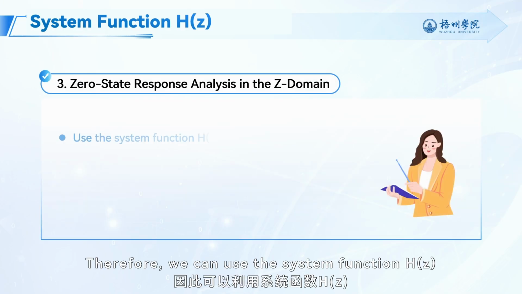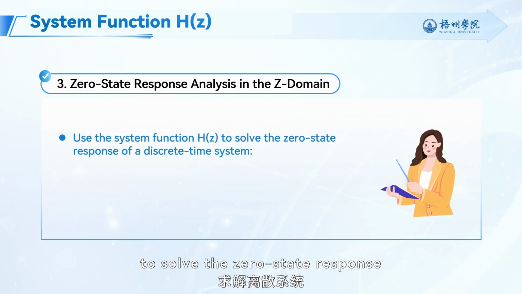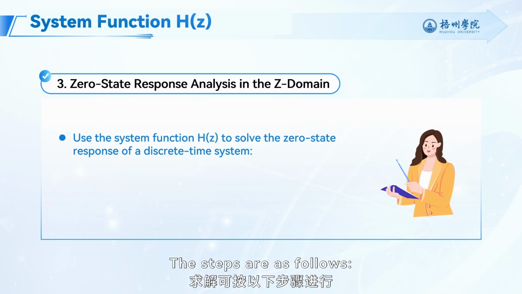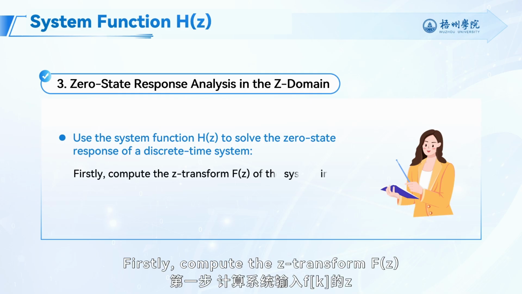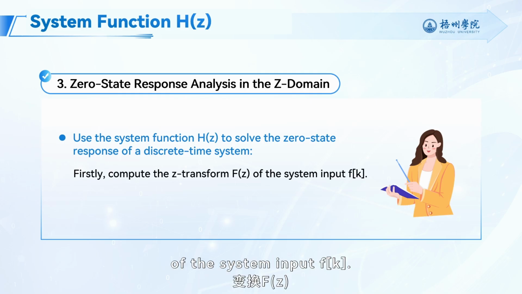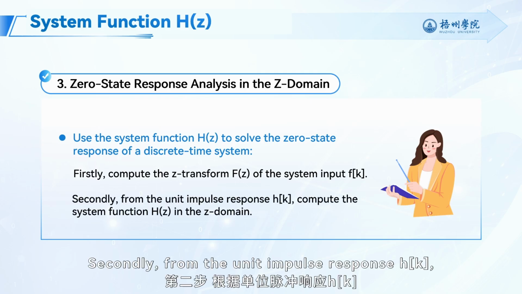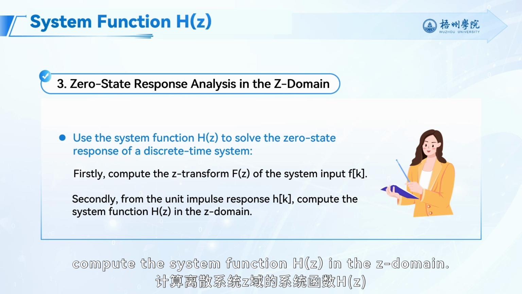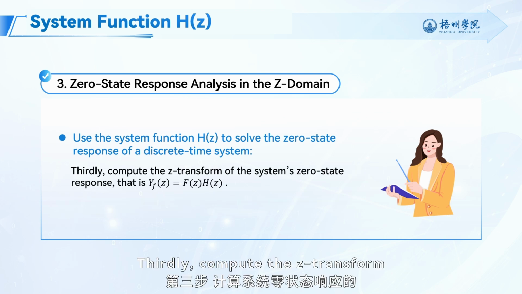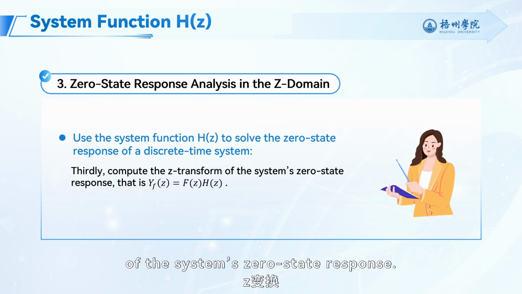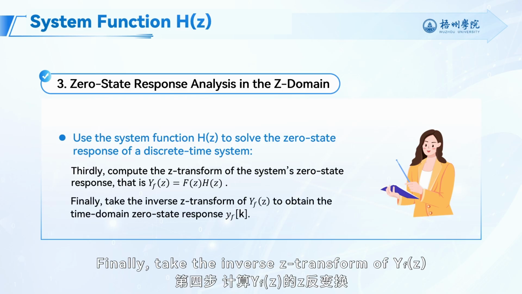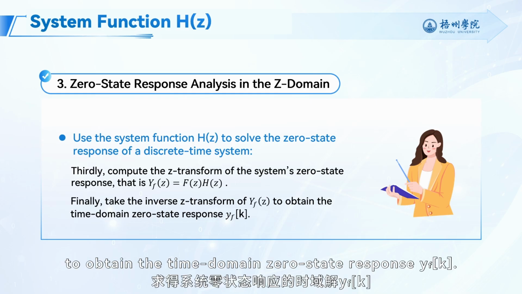Therefore, we can use the system function H(z) to solve the zero-state response of a discrete time system. The steps are as follows. Firstly, compute the z-transform F(z) of the system input f(k). Secondly, from the unit impulse response h(k), compute the system function H(z) in the z-domain. Thirdly, compute the z-transform of the system's zero-state response. Finally, take the inverse z-transform of Yf(z) to obtain the time domain zero-state response yf(k).